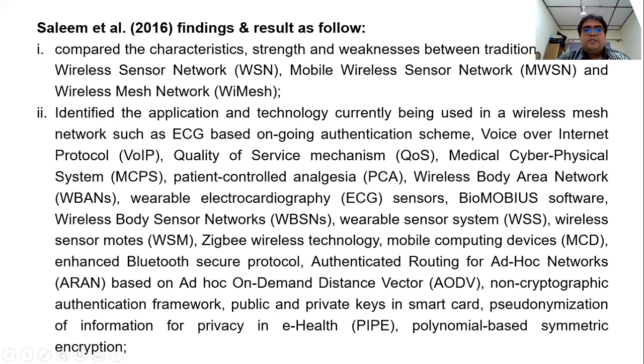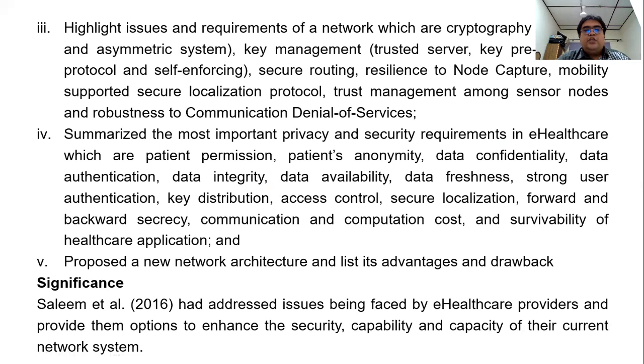They compared the characteristic strengths and weaknesses between traditional network, wireless sensor network, mobile wireless sensor network, and wireless mesh network. They also identified and listed the applications and technologies currently being used in a wireless mesh network, as follows. They also highlight issues and requirements of a network, which are cryptography, key management, secure routing, resilience to node capture, mobility supported secure localization protocol, trust management among sensor nodes, and robustness to communication denial of service.